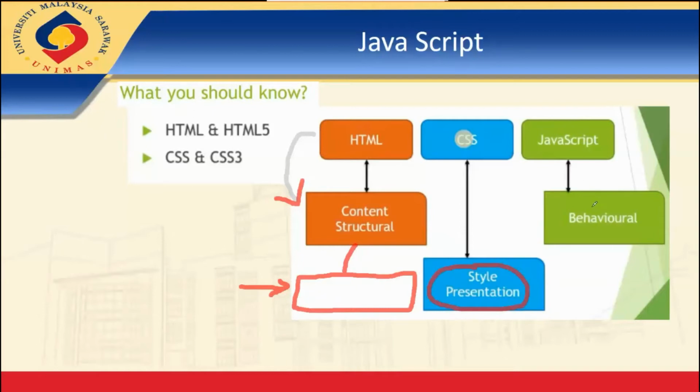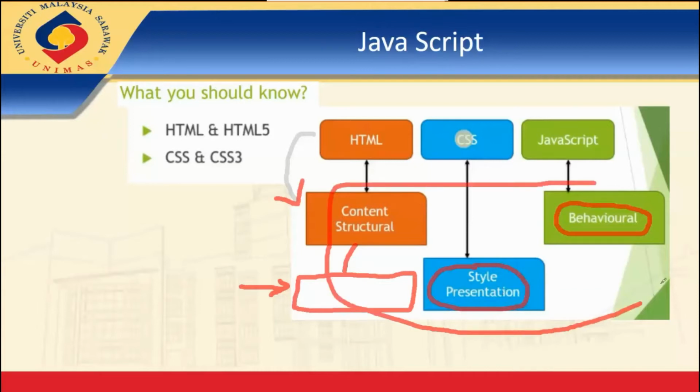JavaScript, on the other hand, determines the behavior. Behavior is mostly related to interactivity. That is, when a user interacts with some contents of the HTML, and on the basis of that interactivity something happens. So it's like a behavior. These three components work together to design modern advanced websites. You cannot find any website today which doesn't use JavaScript. You cannot find any website which doesn't use any CSS.